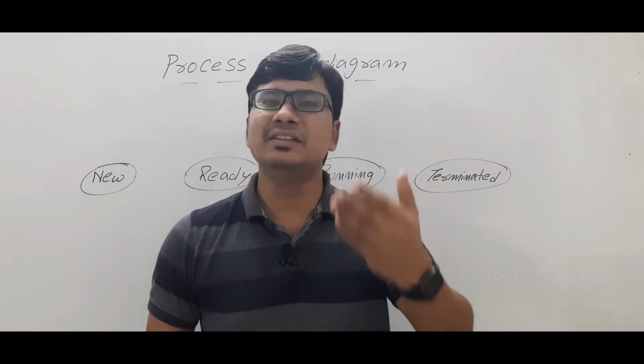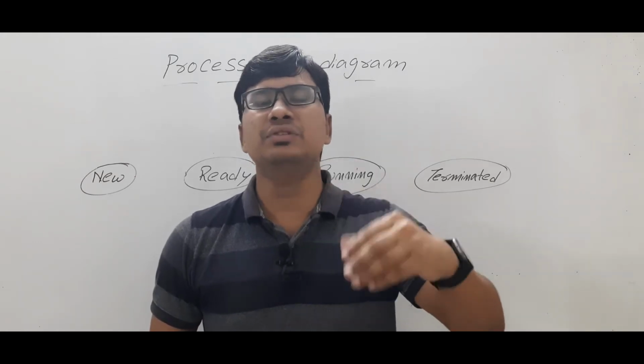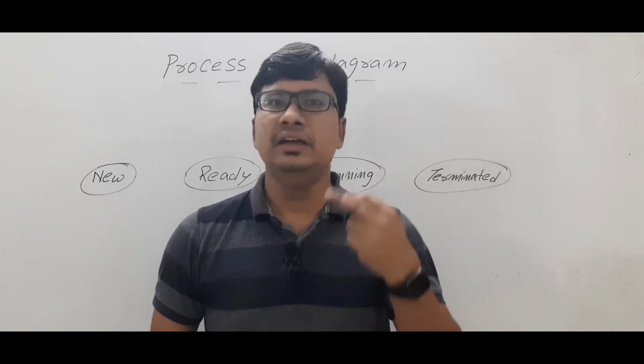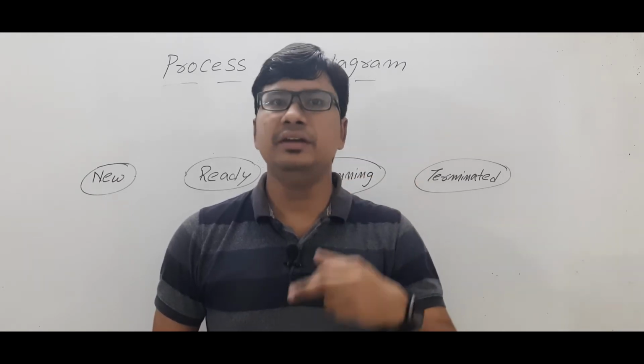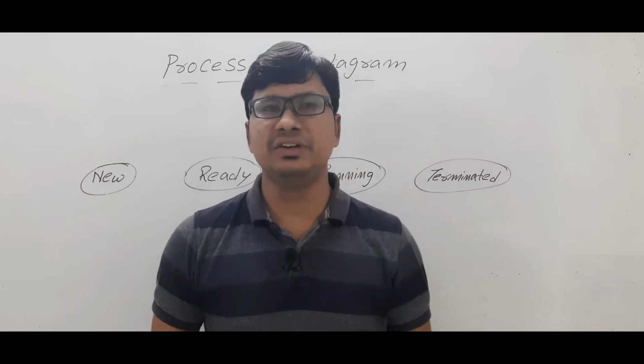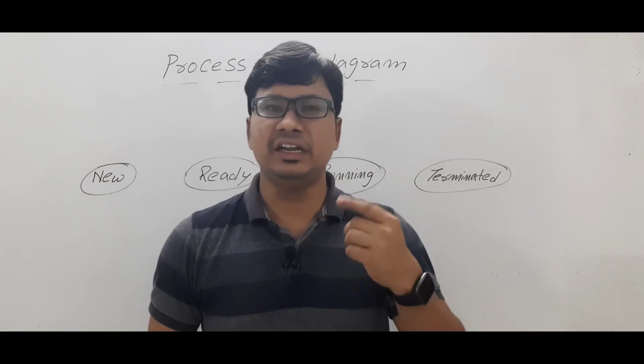First let me discuss the number of states in a process state diagram. Totally we will have 7 states. They are new, ready, running, terminated, wait, suspended wait and suspended ready. So these are the 7 states in a process state diagram. Now let me discuss each state in detail.